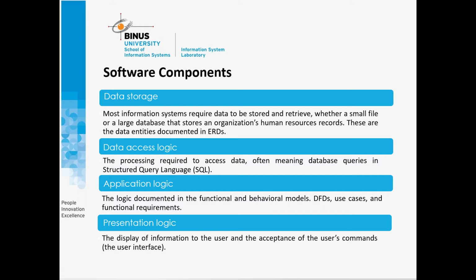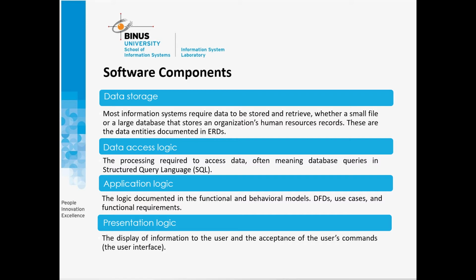Now, I will explain about software components. Software components divide into, first, data storage. Most information systems require data to be stored and retrieved, whether a small file or a large database that stores an organization's human resource records. These are the data entities documented in the ERD.